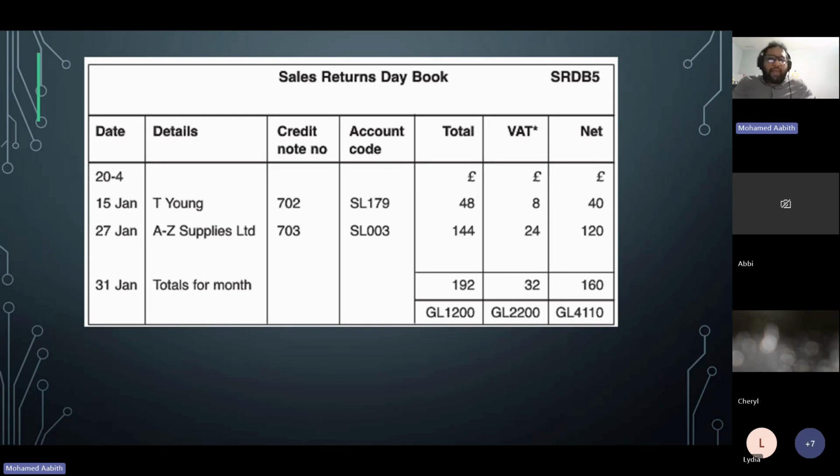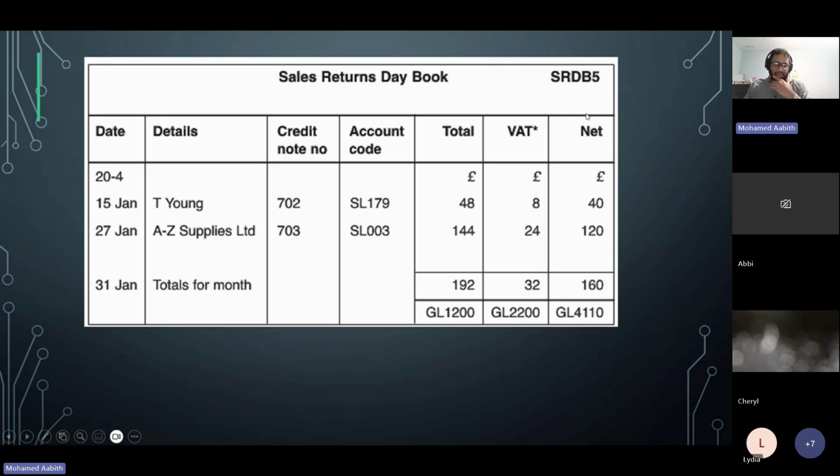On the sales return day book, can you notice that here we have replaced the invoice number with a credit note number? The credit note number is also going to be sequential because I am the one issuing it. A credit note means that when the customer returns the goods back to you, we issue them with a credit note. Those credit notes also get entered into this book of prime entry, which is the sales return day book.